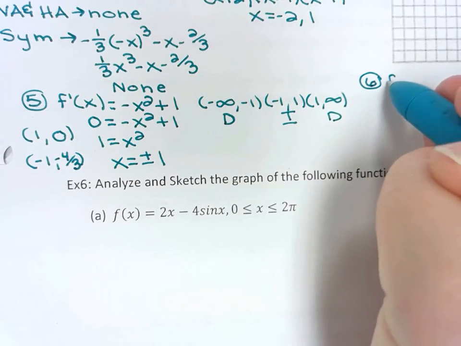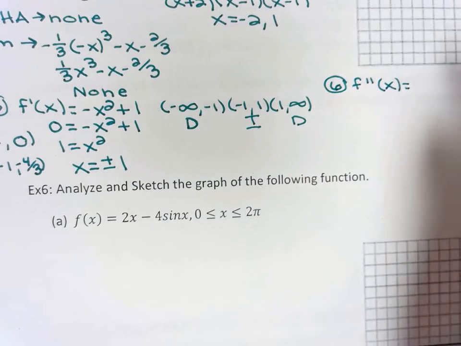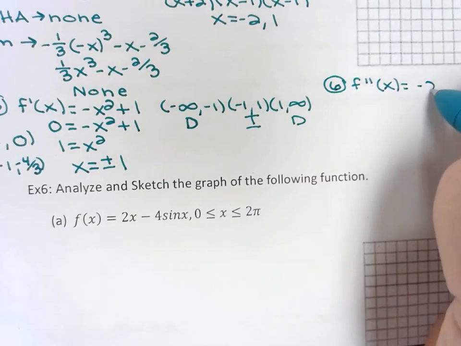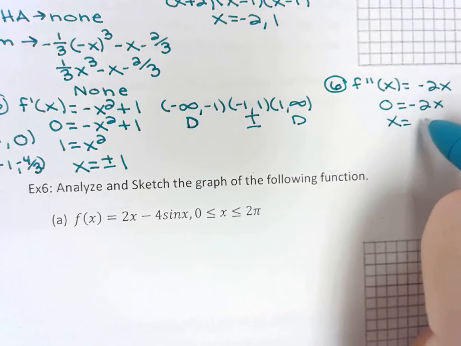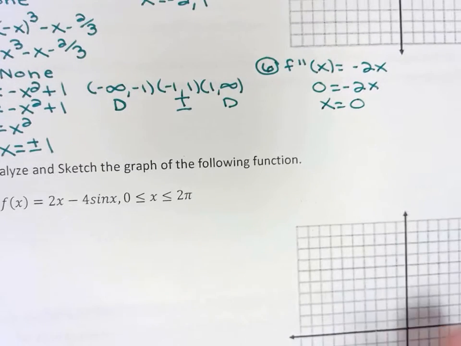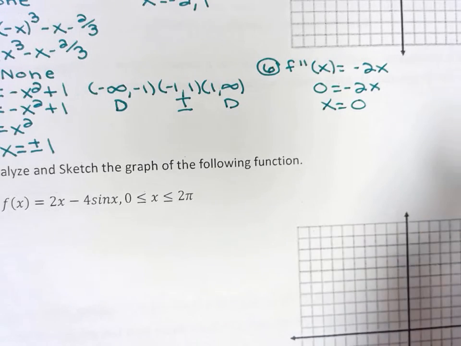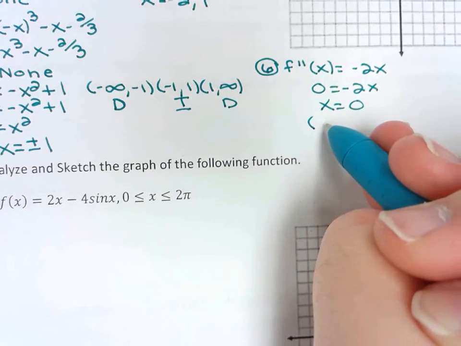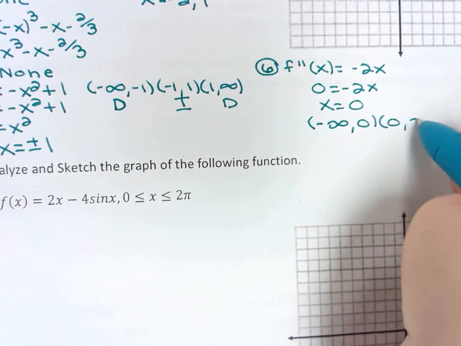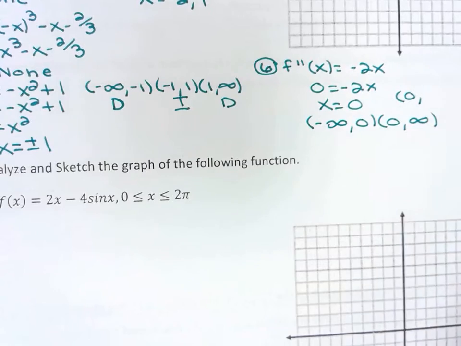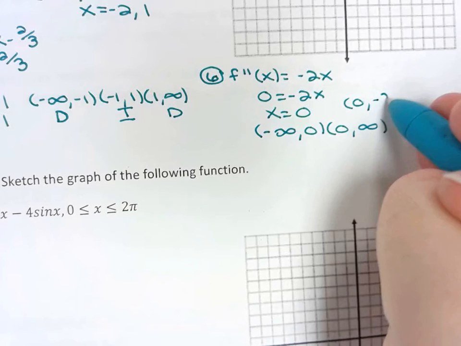Step 6, second derivative, which isn't going to be bad. The second derivative is going to be negative 2x. Set it equal to 0. x is going to be 0. So that was easy. Check my intervals for concavity. And let's get an actual ordered pair. If x is 0, all we're looking at is the y-intercept, which I already know is negative 2/3.